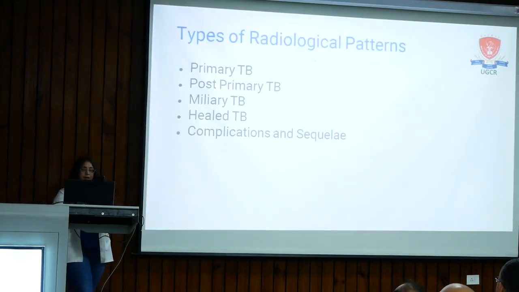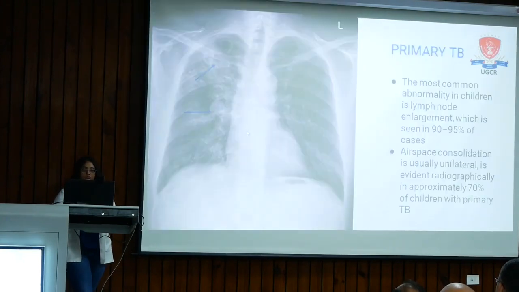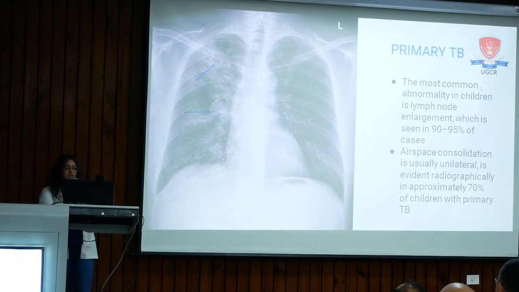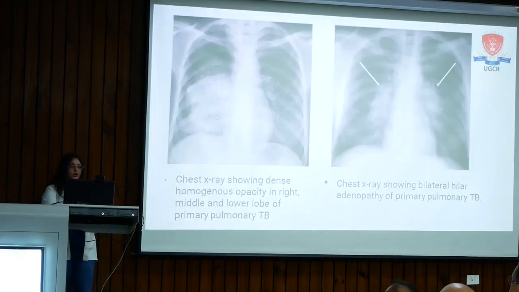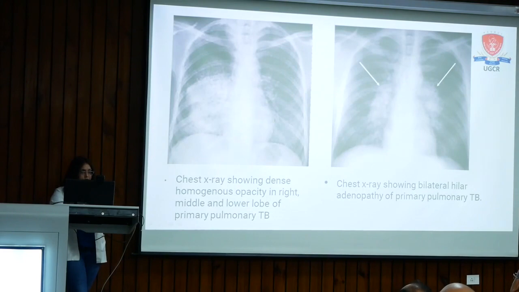Types of radiological patterns. It presents as primary tuberculosis, post-primary tuberculosis, miliary, healed, and complications. Primary tuberculosis: the most common abnormality in children is lymph node enlargement, and you can appreciate airspace consolidation along with lymph node enlargement. This chest X-ray is showing dense homogeneous opacities in the right middle and lower lobe, and in this chest X-ray you can appreciate bilateral hilar adenopathy.